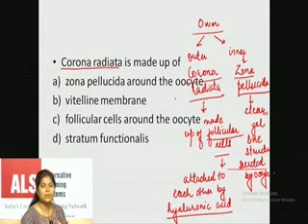So if a question comes to you that which of the following layers are formed of cellular material, you have to answer corona radiata. Corona radiata is cellular and zona pellucida is non-cellular. Be very, very clear about it. So the whole size of the egg, if you talk about the ovum or the oocyte, is roughly 0.1 mm. We are talking about mammalian egg.